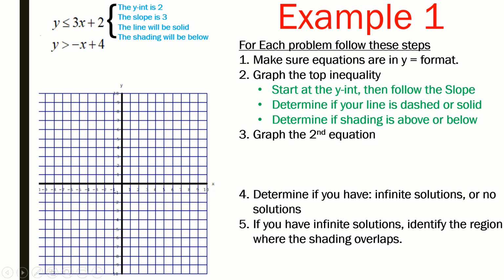So up here in blue, I've identified the y-intercept is at 2. The slope is 3. 3 is clearly the coefficient of x. So 3 is the slope. This line's going to be solid. As we covered yesterday, if it's greater than or equal to, or less than or equal to, it's going to be a solid line, meaning that line is included in the solution. And the shading here will be below the line. Why is that? Well, because it's less than. The inequality is facing left. So let's graph some of this. The y-intercept is at 2. We get a nice purple dot there. The slope is 3, so we're going to follow our rise over run: up 3 over 1.